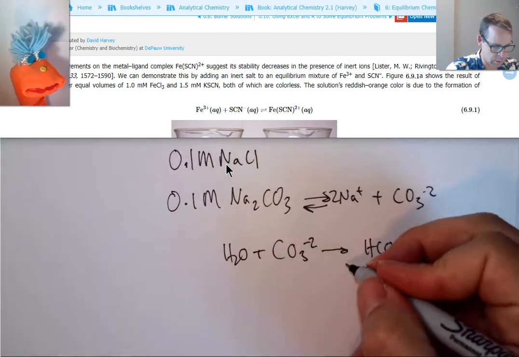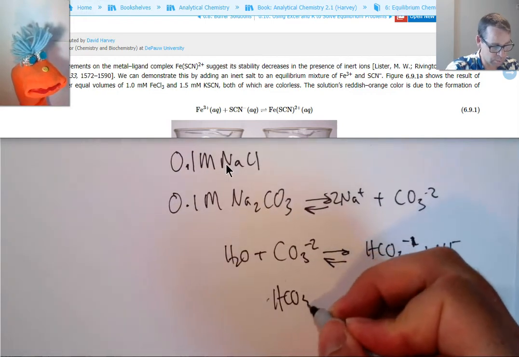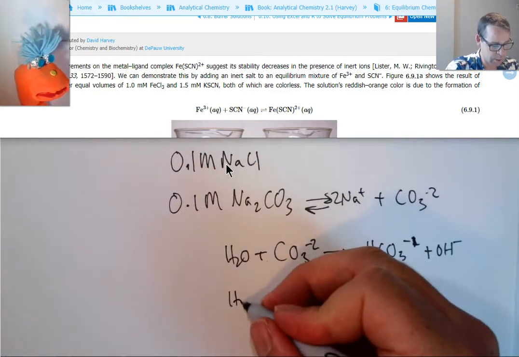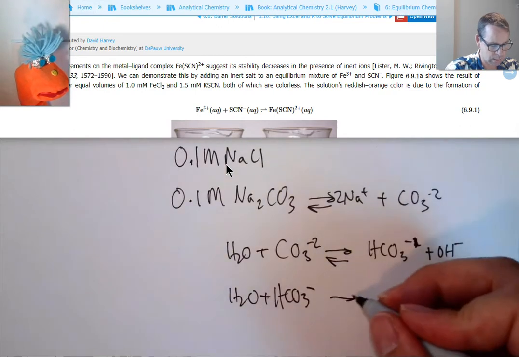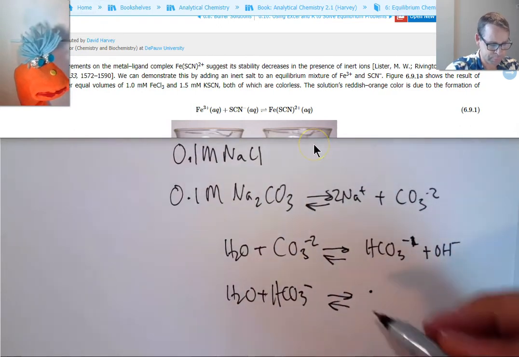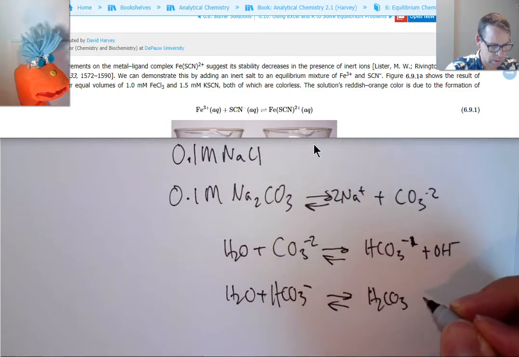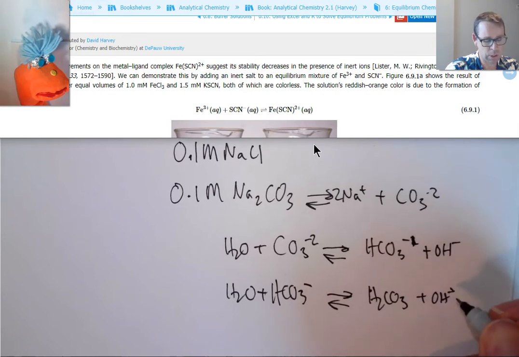Okay, very good. And that is in equilibrium. And then we also know that the HCO3 minus ion will also interact with the water molecule and be in an equilibrium where we get H2CO3 and another unit of hydroxide ion, negative.